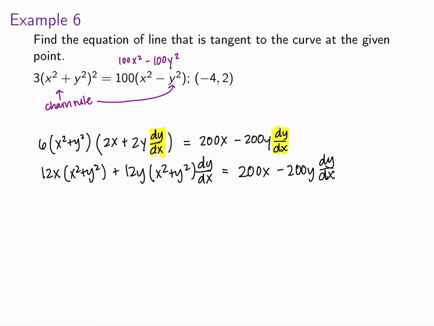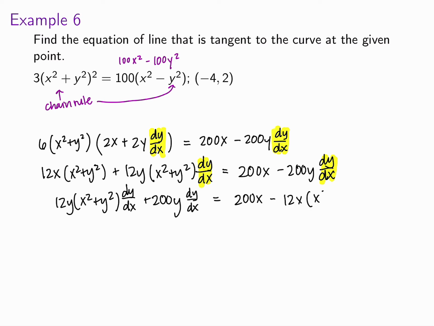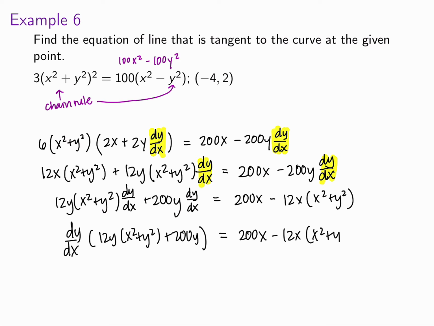And now I'm going to put all my dy/dx stuff on one side and all my things that don't involve a dy/dx on the other. So on the left-hand side, I'll have a 12y (x squared plus y squared) dy/dx plus a 200y dy/dx. That was from the right-hand side. I moved it over. And on the right-hand side, that 200x will stay, and then we'll bring over that 12x (x squared plus y squared) that was on the left-hand side. Now I can factor dy/dx out, and I'm left with 12y (x squared plus y squared) plus 200y equals 200x minus 12x (x squared plus y squared).